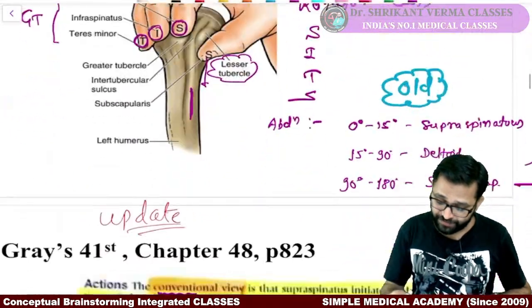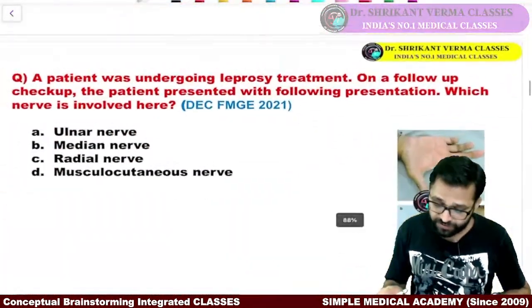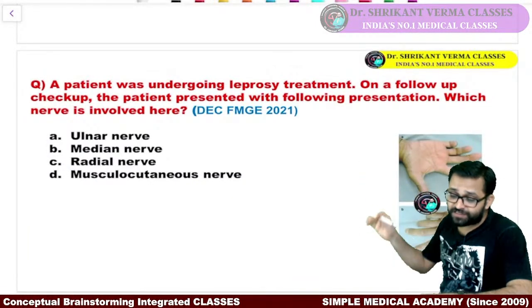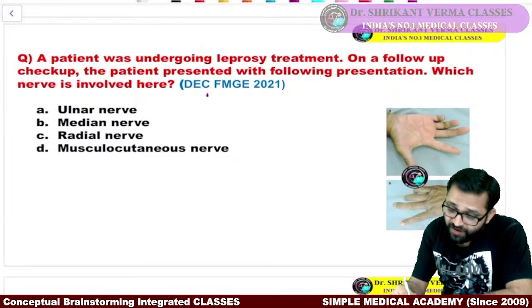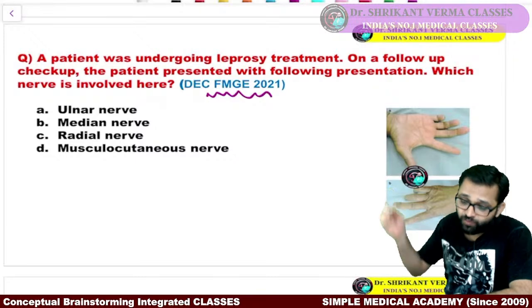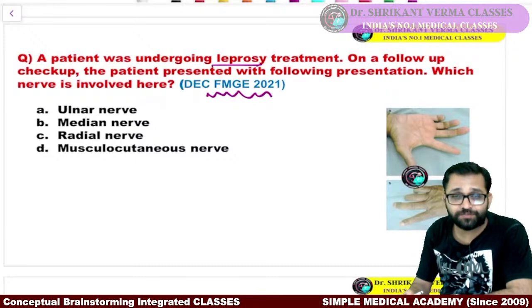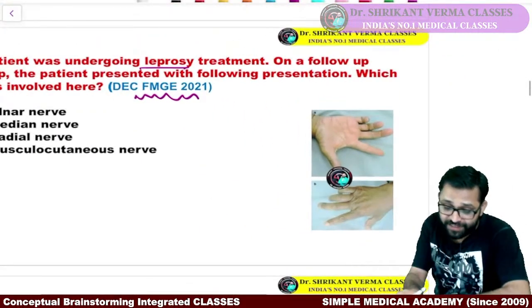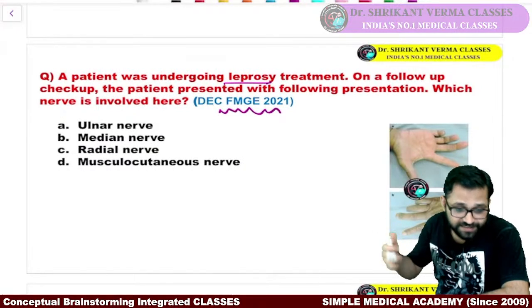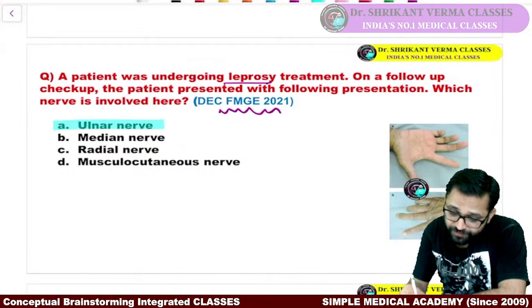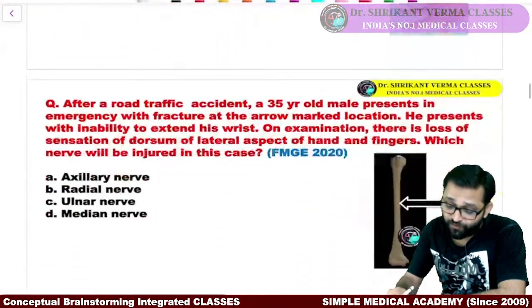Now see here, we are going to look at the next topic. We had already discussed that the upper limb part is important because in FMG 2021 a question was asked about the nerve. Can you tell me what is the answer? Leprosy treatment was running. Which nerve is involved? And in the image there was the ulnar claw hand. So tell me what is your answer? Yes, Christina is correct here. Christina is giving the answer ulnar nerve. Yes, the nerve topic is important for our clinical.